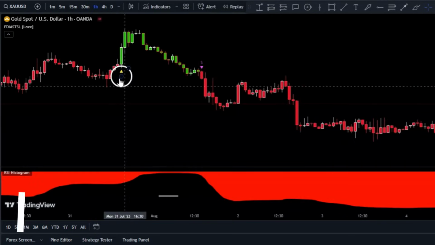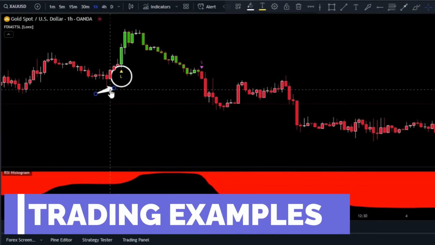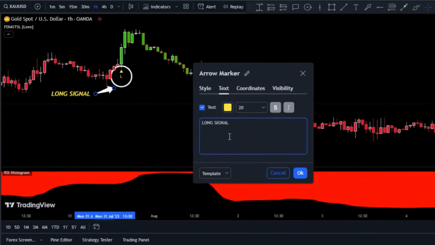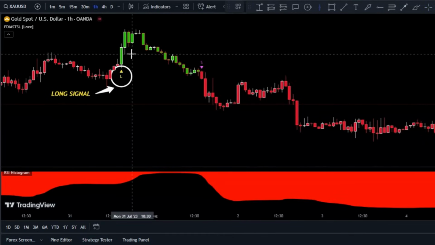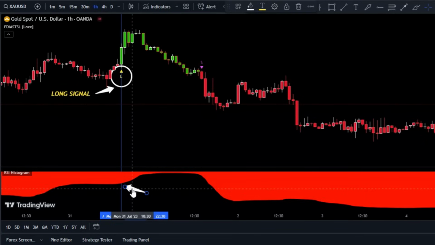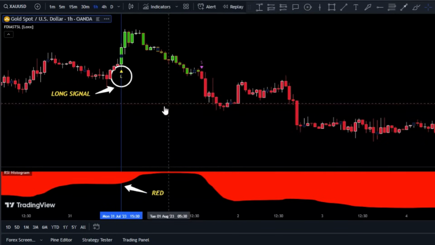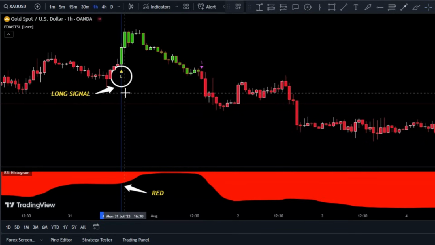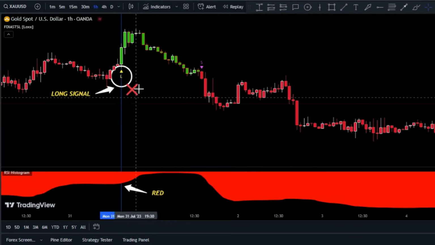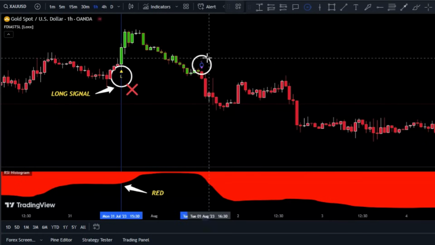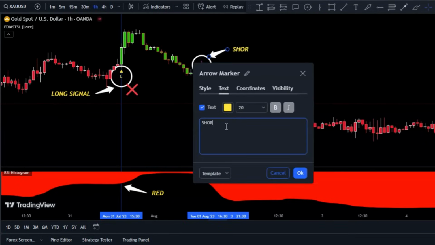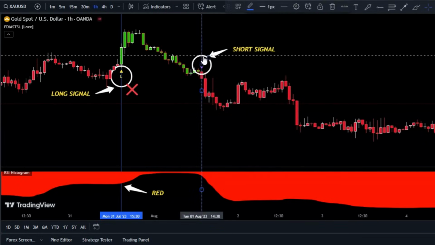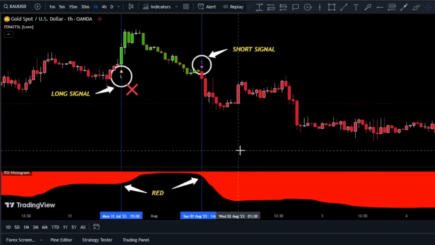Let's look at some examples to see how using the RSI histogram prevents bad signals. In this case, an L appears for a buy signal, but the RSI histogram area is red, so this signal is rejected since the indicators don't agree. In the next example, we get an S for a sell signal which is confirmed by the red RSI histogram area, allowing us to profitably trade this signal.